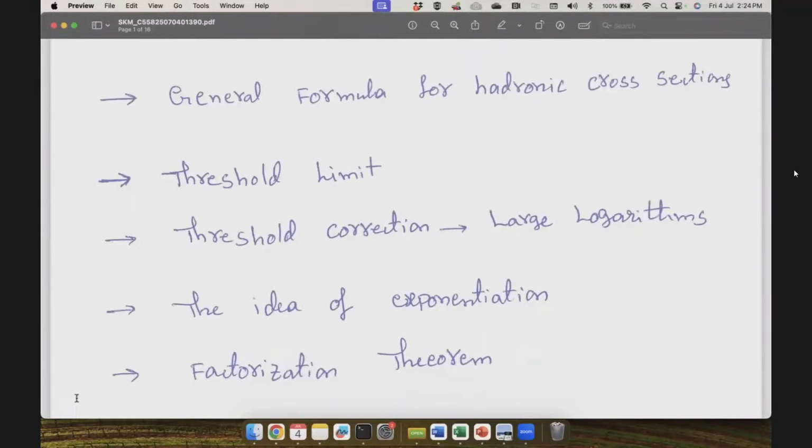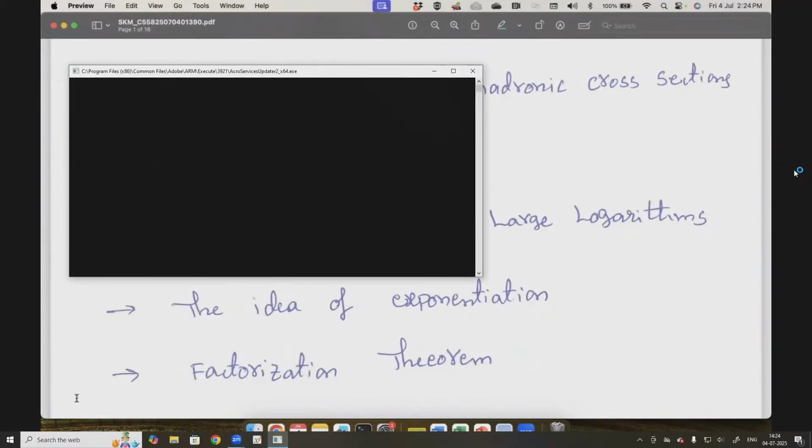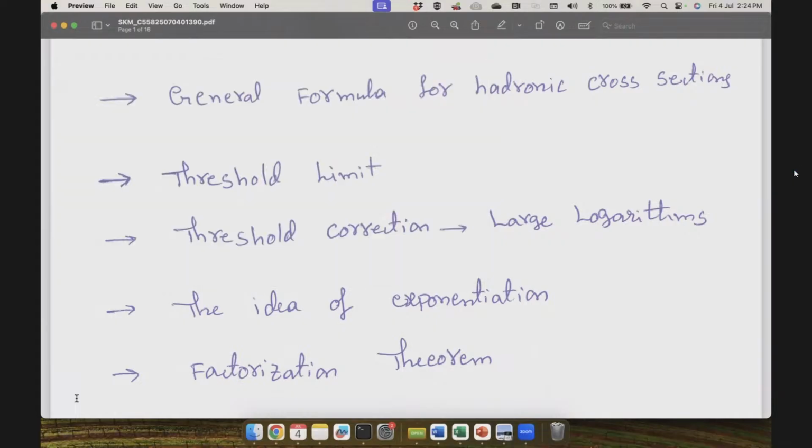And in that limit, what is the scattering cross section? What are the perturbative corrections? What kind of corrections, how do they look? And then, these are what we call large logarithms, the threshold corrections. Then what is the idea of this exponentiation that people talk about, the resummation?